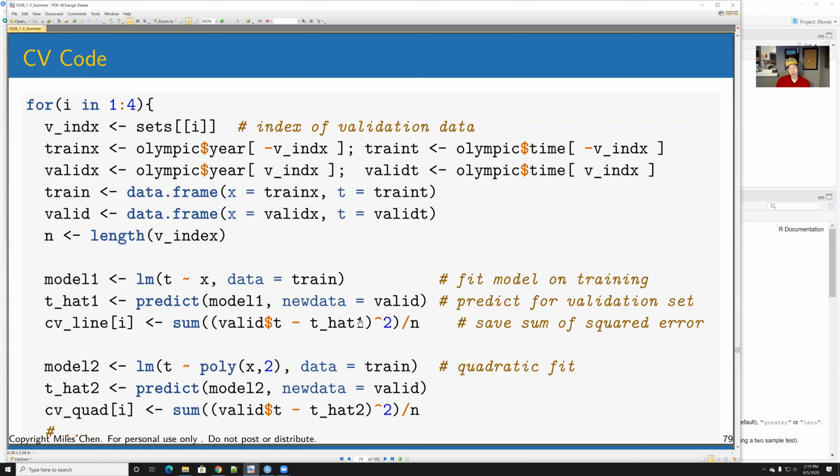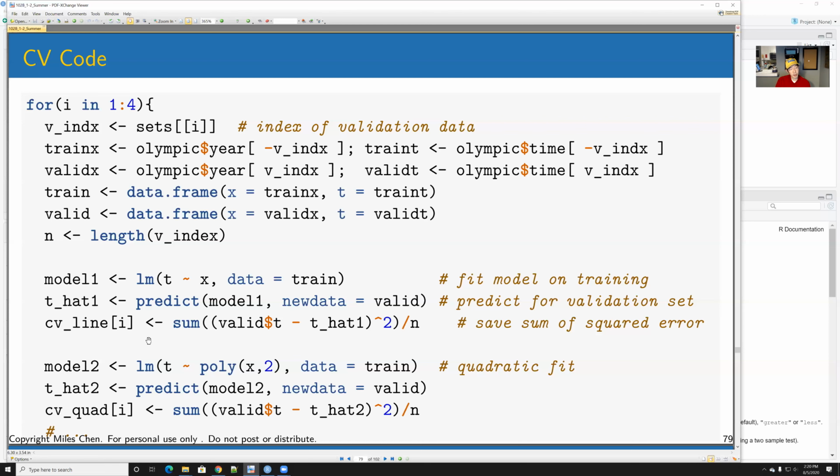And then my sum of squared errors, I guess the mean squared error here, is going to be the difference between the actual data, the validation set T, that's the actual values, minus the T hats. I'm going to square that value, sum that up and divide by N. So that's going to be my sum of squared errors there. This would actually be the mean squared errors here, okay?